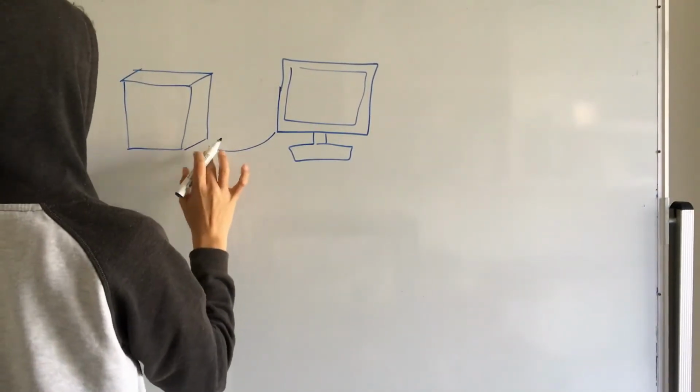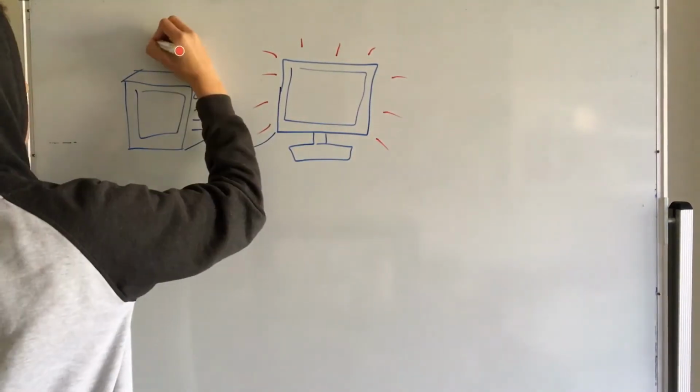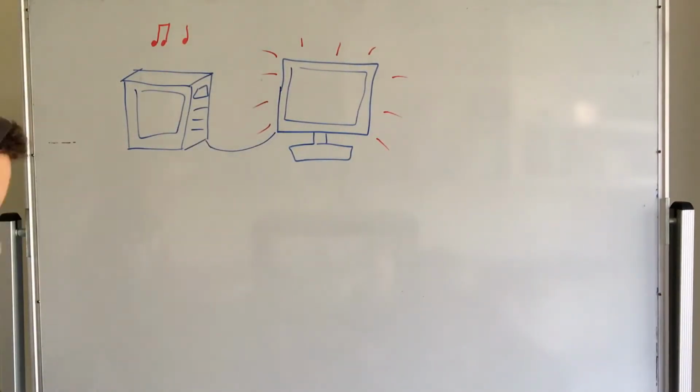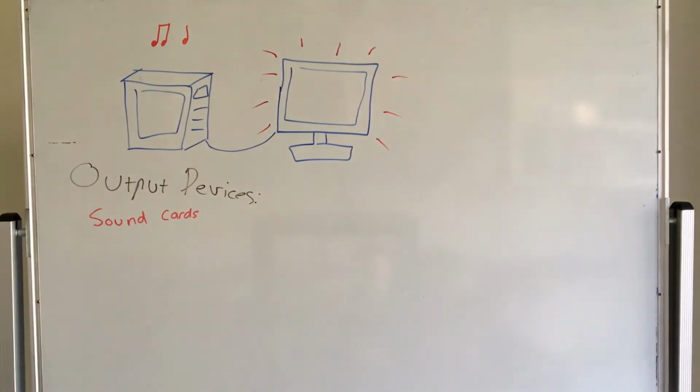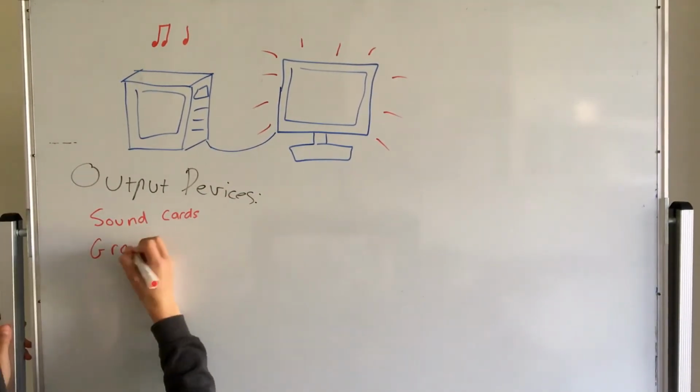The graphics card, or the GPU, is the thing that takes information from the CPU and puts it on the screen or monitor. The sound card is the thing that takes information from the CPU and turns it into sound so that your speakers can produce it. These things are known as output devices.